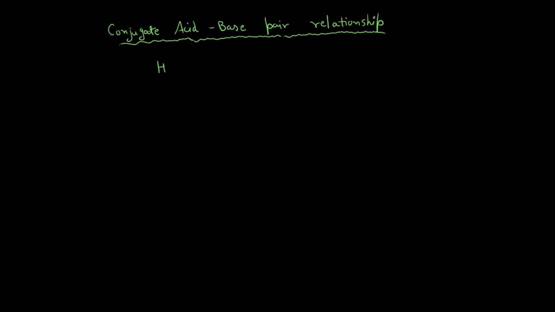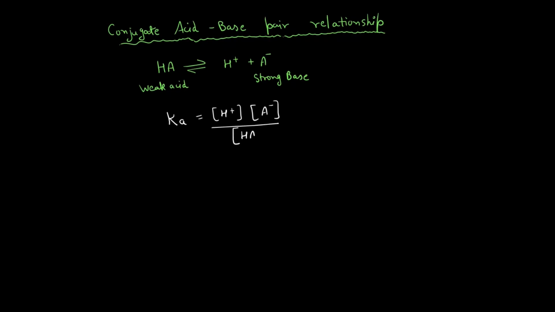So let us assume that HA is our weak acid. It dissociates partially to give H plus ion and A negative. So this is our weak acid, and A negative will be our strong conjugate base. Okay, so now we can write the equilibrium constant for this acid. Ka equals H plus ion concentration multiplied by A negative ion concentration over concentration of HA.